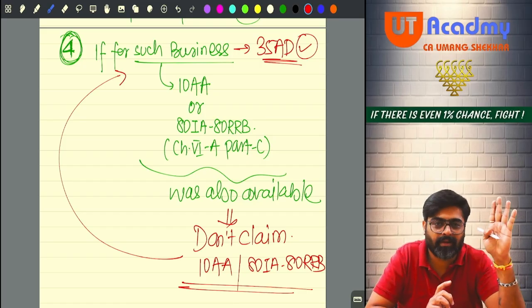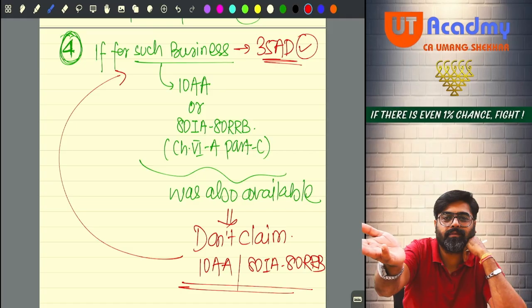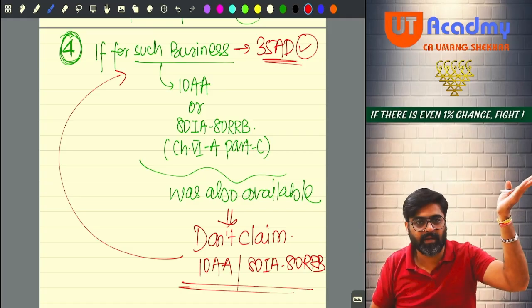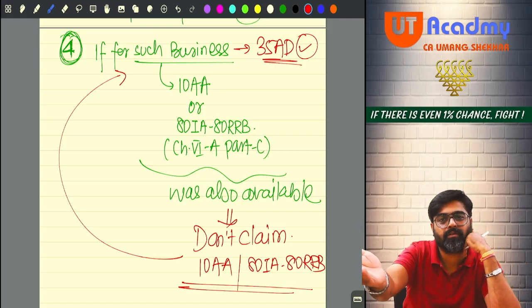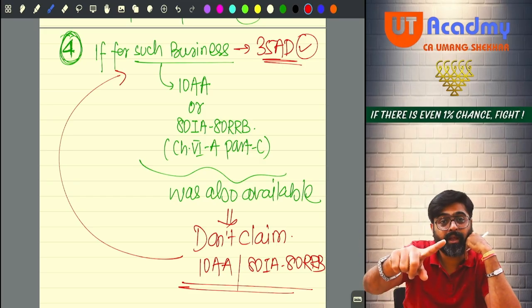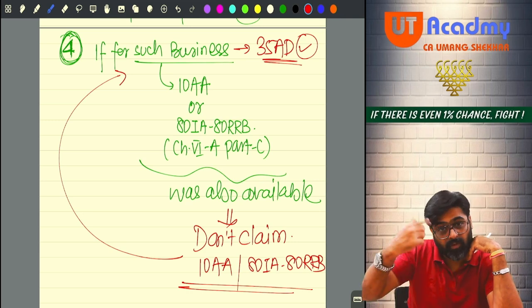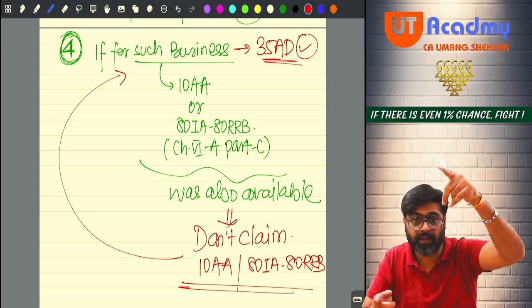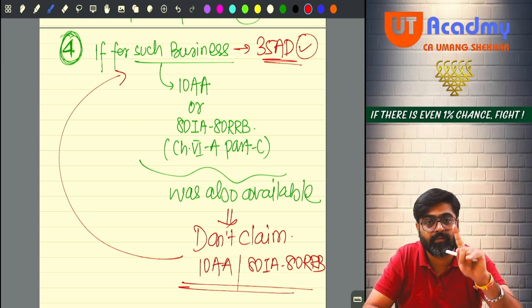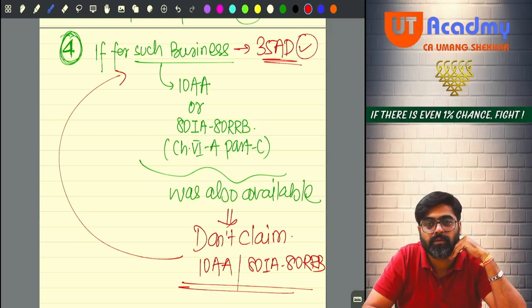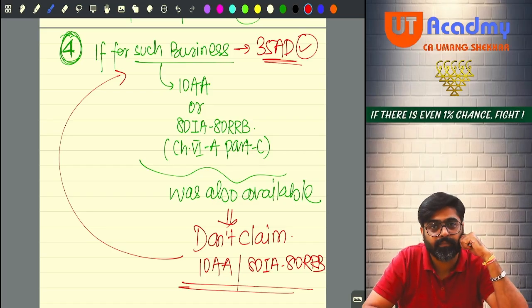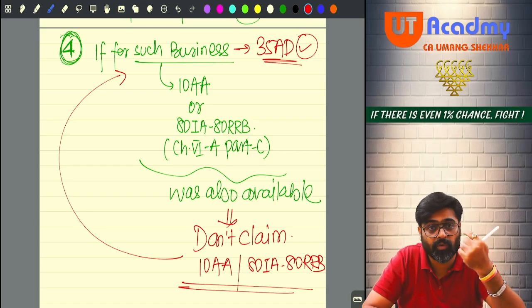If you are not claiming 35AD, claim 10AA. If you are not claiming 35AD, claim 80 IA to RRB for that business. But if you are claiming 10AA or 80 IA to RRB for that same business, you cannot claim 35AD in that business. Any one benefit you can take. Getting my point? These are the conditions to claim 35AD. So this is the fourth condition.